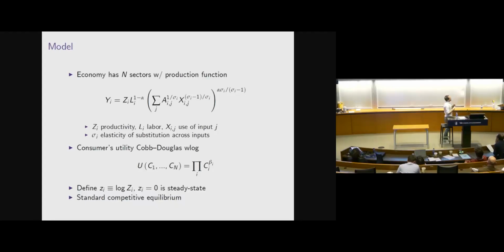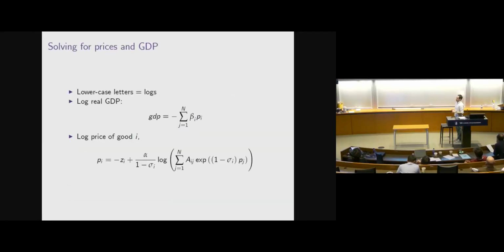I'm going to give the consumer Cobb-Douglas utility that's not going to have any real effects here, but they're just going to have weights beta i. I'll talk about these lowercase zi's a lot. That's just the log productivity, where zi equals 0 is my steady state. I'm going to look at a standard competitive equilibrium. You can solve that either as a planning problem or with prices. And so we'll do it with prices, and to see how the model works, we're going to be focused on log GDP, so lowercase gdp, and that's just going to be the sum across all the sectors of the sector's weight in final consumption.